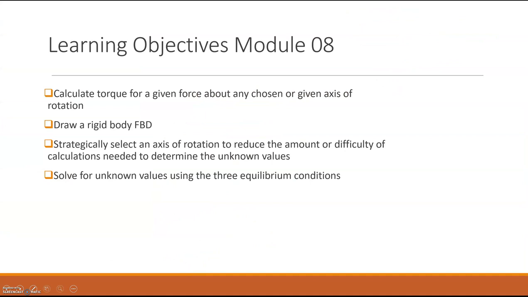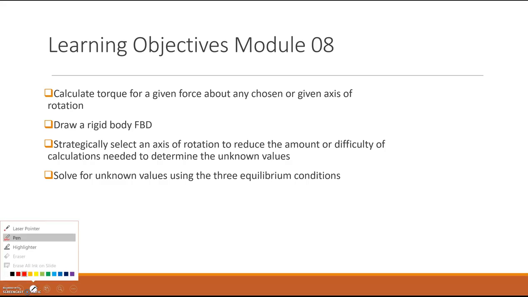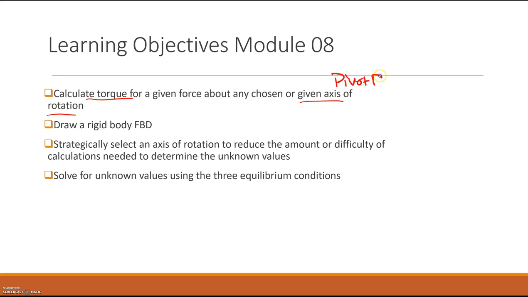Here are the learning objectives for Module 8. We're going to be calculating torques, kind of like we just did on the previous slide. Given axis of rotation, what does that mean? Well, that means the pivot point. So where is the object rotating about?